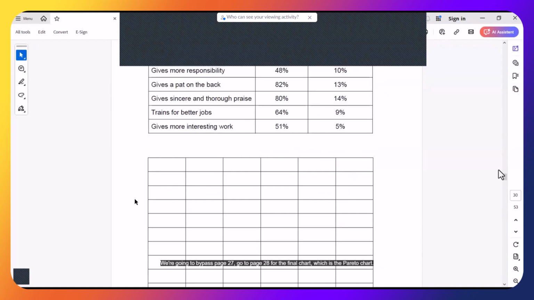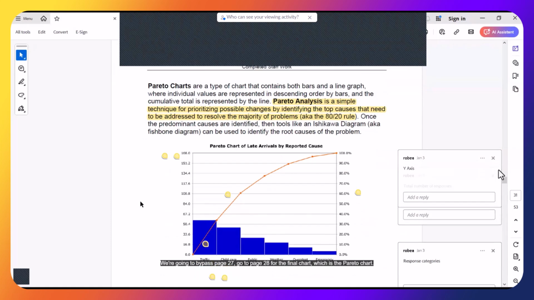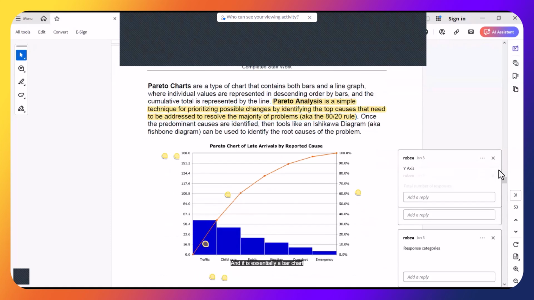We're going to bypass page 27, go to page 28 for the final chart, which is the Pareto chart. And it is essentially a bar chart. The difference is this line here represents the cumulative percentage. So if traffic plus childcare plus public transportation equals, let's say 77%, we can see that data point right here and kind of guess that it's about 77% of the total of causes for late arrivals. Number 1 being traffic, number 2 childcare, number 3 transportation.